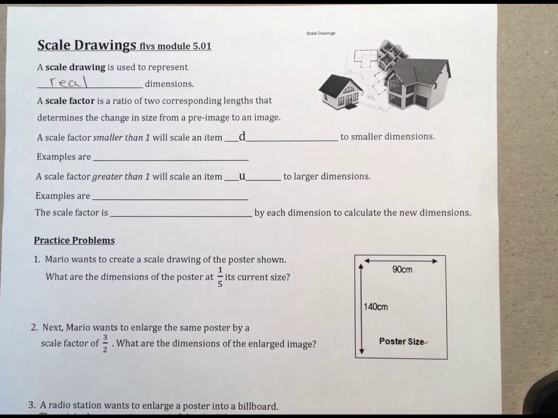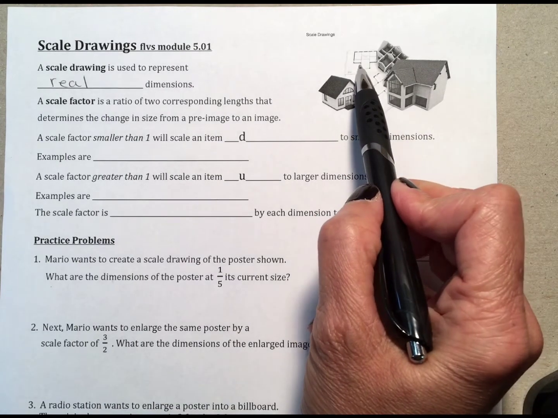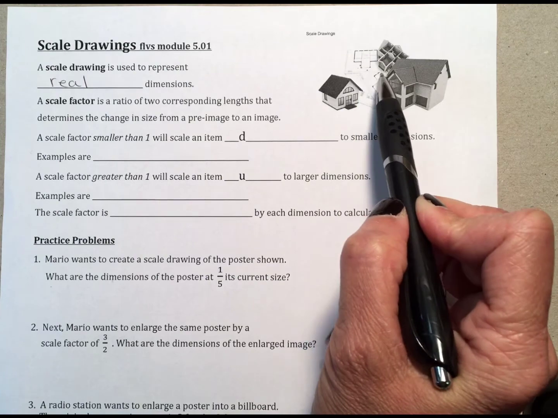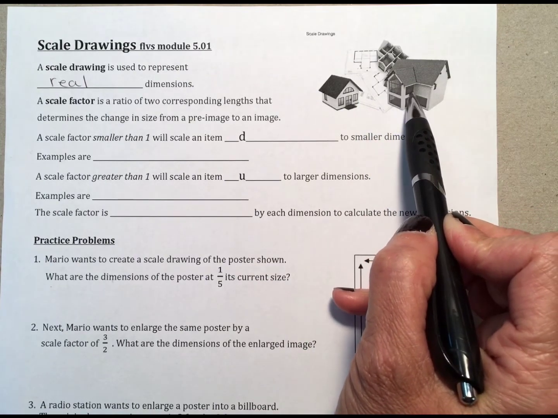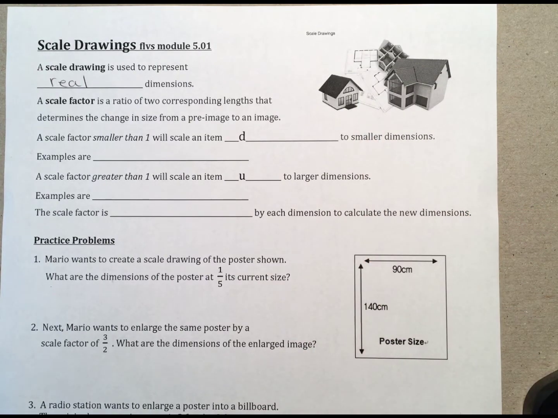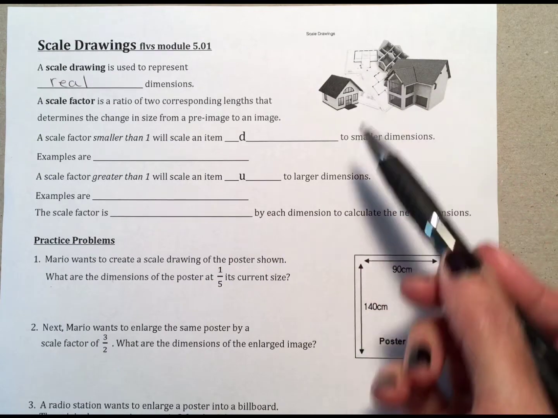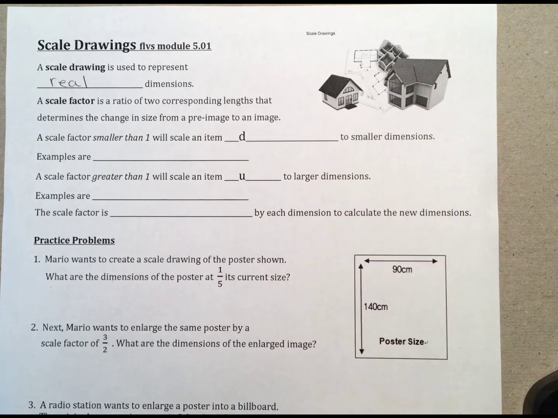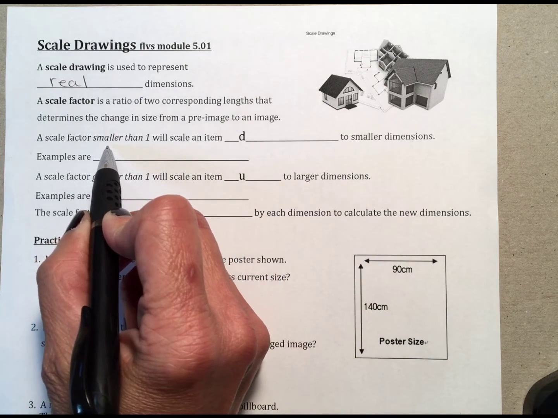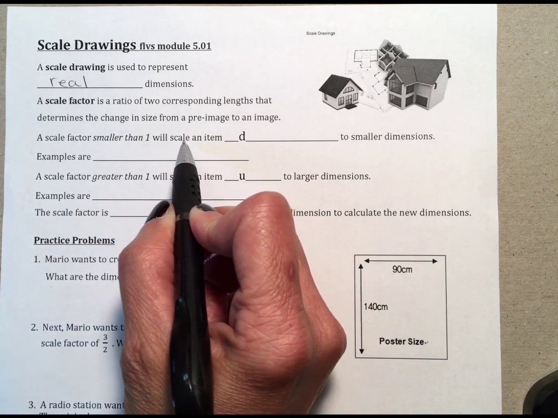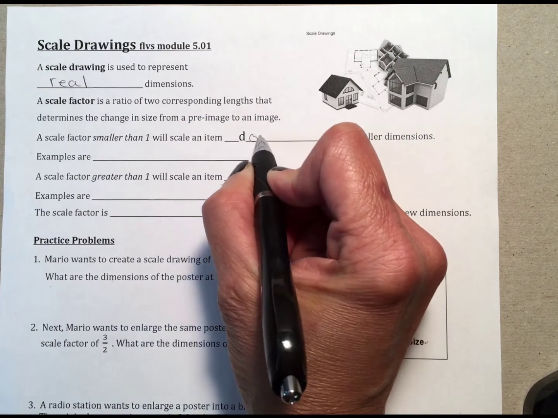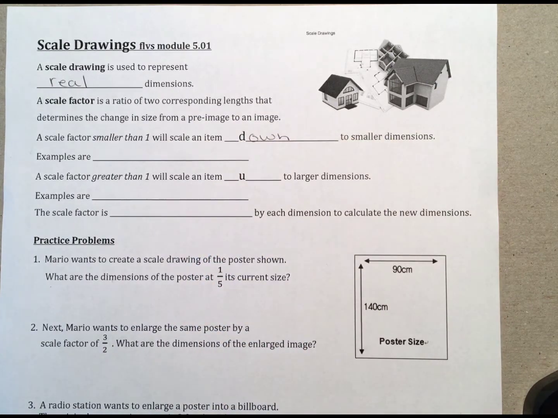And our scale factor is a ratio of two corresponding lengths that determines the change in size from a pre-image, which would be like our drawing, our blueprint, to the actual image, which would be the enlarged version or a new size. And it could be that we're going from the enlargement and we're going to do a reduction and make it smaller. So a scale factor that is smaller than 1 will scale an item down to smaller dimensions.